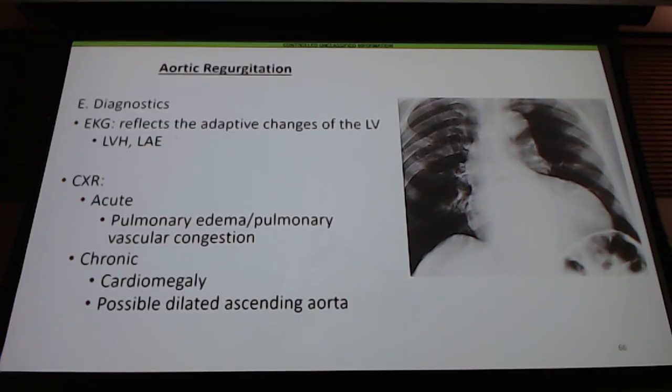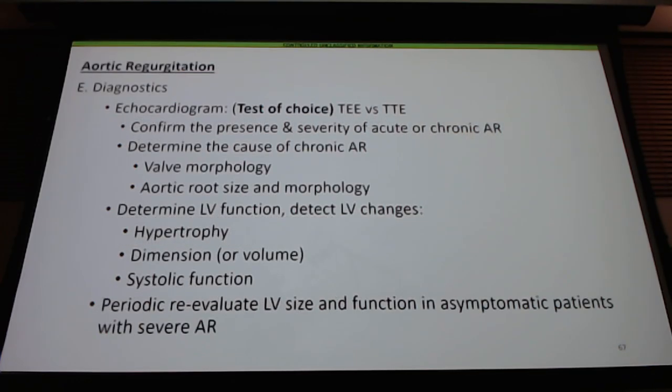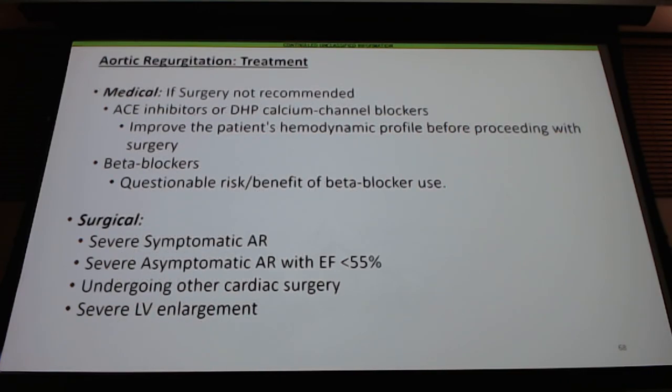And then you're going to see the compensatory changes on your EKG. So left ventricular hypertrophy and left atrial enlargement are going to be there. The chest x-ray findings are going to be kind of dependent on if this is acute or if this is chronic. But you may see, like in the acute, you can see that pulmonary congestion. Echo is going to be your test of choice, because you're going to be able to see and measure how bad it is. You'll be able to measure some of the secondary consequences related to it.